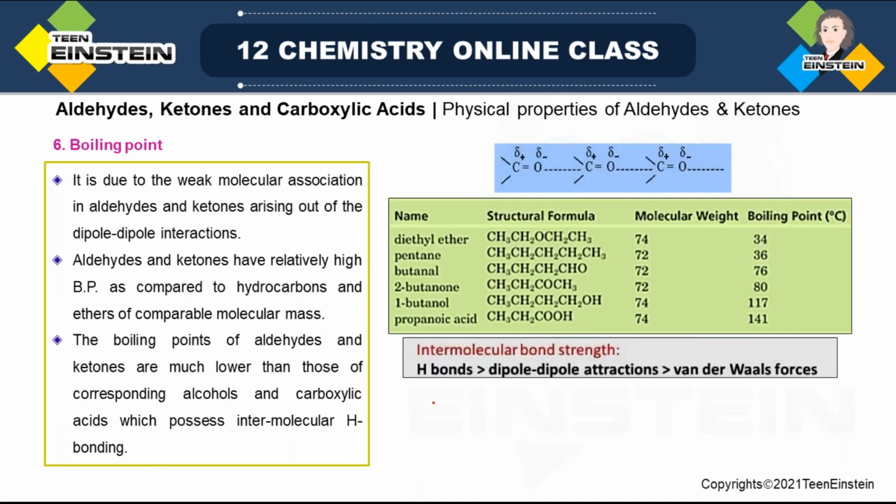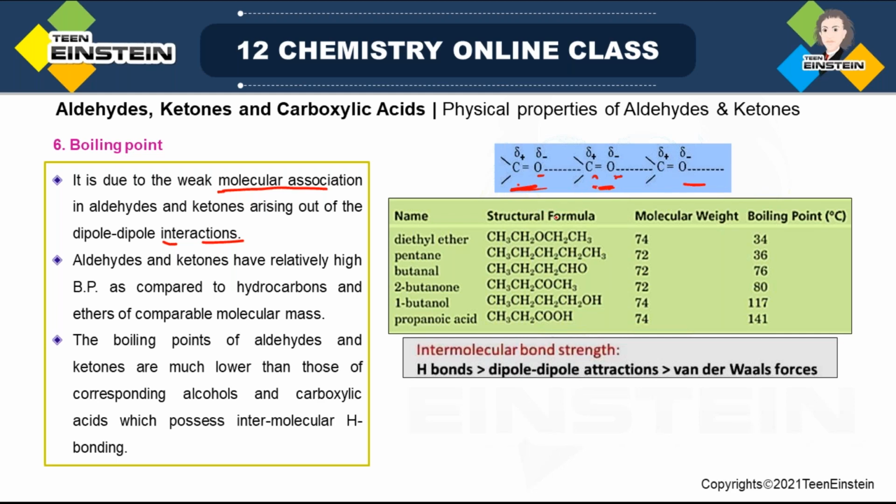Number 6 point, boiling point. It is because of weak molecular association in aldehydes and ketones arising out of dipole-dipole interaction. So when interaction between molecules is very low, that means you don't have to provide very high energy to break the molecules. Here you can see, suppose we have aldehyde or ketone molecules. The negative charge of one oxygen interacts with the positive charge of another carbon, and it goes on along the chain system, but it is not a hydrogen bond.